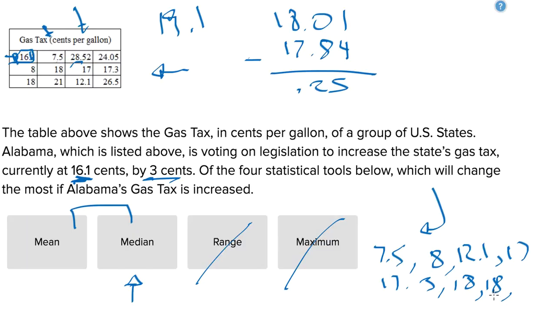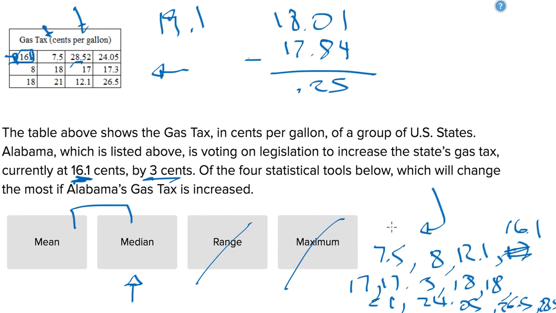Oh, I skipped the 16.1. Okay, well, that's no big deal. I'm just going to write 16.1 here, 17, 17.3, 18, 18, and now I'm going to say 21, 24.05, 26.5, and finally 28.52. This is absolutely crazy, but this is actually what you have to do.